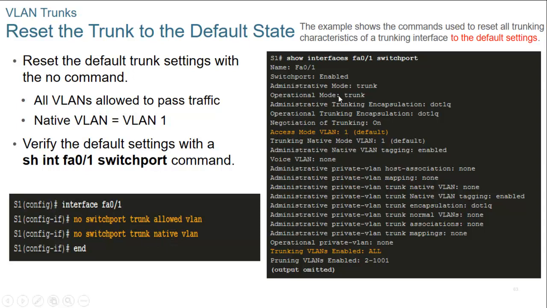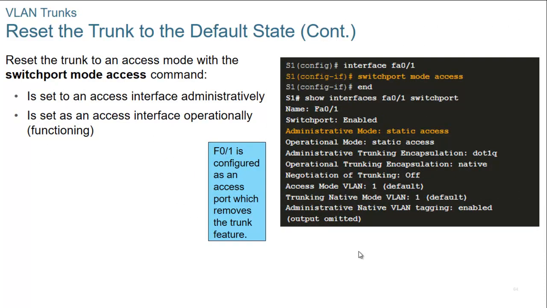So if you see here, when we type this command, we can see that the access mode VLAN now is the default VLAN, the native VLAN now is the default VLAN, and the trunking VLANs are enabled for all. Reset the trunk to an access mode with the switchport mode access command. Right now, what it is trying to do is take an interface which was set to trunk previously and make it into an access port now. So here we have switchport mode access, and when you verify it, you would see that the mode is now access mode instead of trunk.